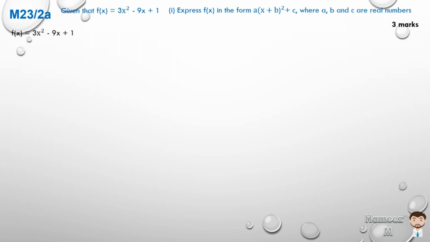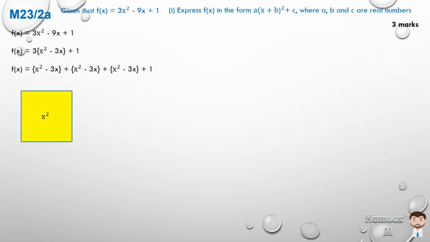So f of x is equal to 3x squared minus 9x plus 1. And let's factorize out the 3 from the terms in x. So it will give us f of x equal to 3 by x squared minus 3x plus 1. And what does that really mean? It means we have 3 sets of the terms in brackets. So we can rewrite it. F of x is equal to x squared minus 3x plus another x squared minus 3x plus another x squared minus 3x plus 1. So we're considering the curly brackets, x squared minus 3x.